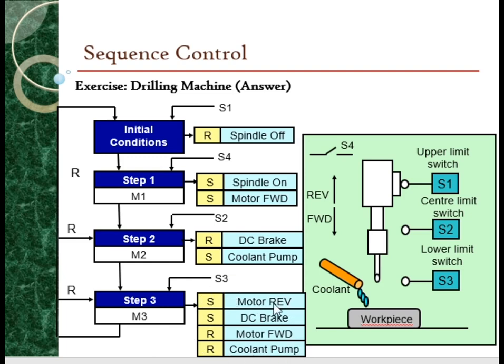And then at this step, these are the commands that need to be produced. So the motor reverse is set, and then the DC brake is released, so the motor can move up in a reverse direction, and then you have to reset the forward direction as you are moving in a reverse direction, and then you have to reset the coolant pump, or the coolant pump is turned off. So by using the step sequence diagram, you can translate it into the ladder logic diagram more easily.